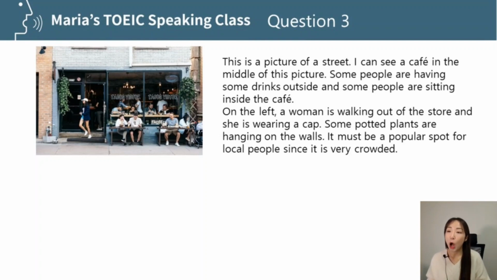On the left side, a woman is walking out of the store. 매장에서 걸어 나온 여자가 보이는데 and she's wearing a cap. 야구 모자 같은 걸 쓰고 있네요. Some potted plants. 화분 같은 것들이 are hanging on the walls. 벽에 주렁주렁 매달려 있기도 해요.